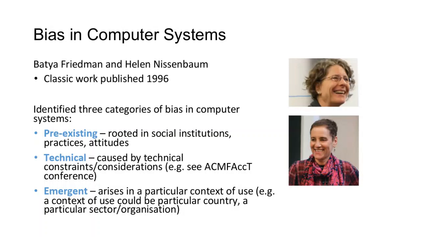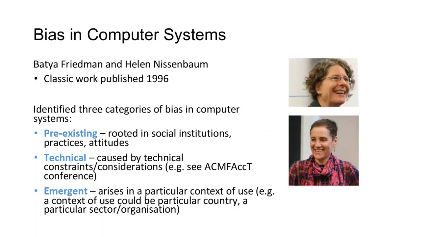Freeman and Nissenbaum identified 3 categories of bias in computer systems. The first of these was pre-existing biases. These are biases that are rooted in social institutions, social practices, and socio-cultural attitudes, the kind of biases that we might be thinking about if we're thinking about issues of systematic racism, systematic sexism, and things like that.